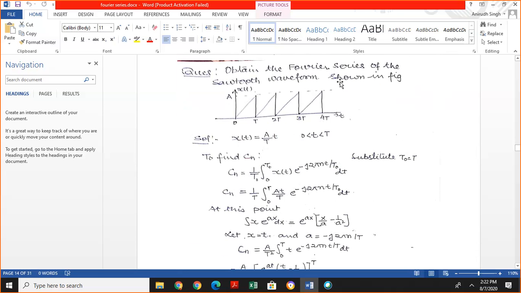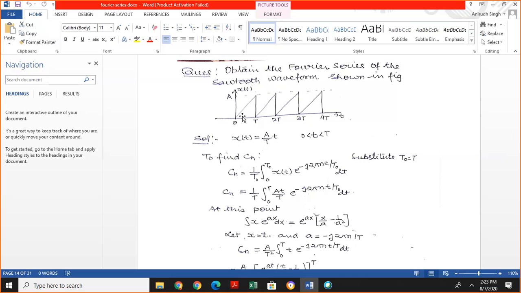The next question is to obtain the Fourier series of the sawtooth waveform shown in this figure. If we write the equation of this sawtooth waveform, we get x of t is equal to A by capital T multiplied by t. We have to find the exponential Fourier series.